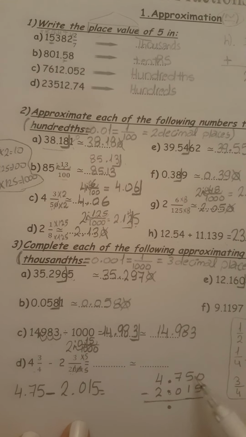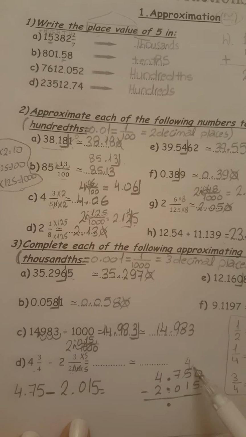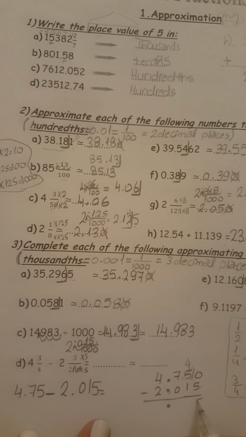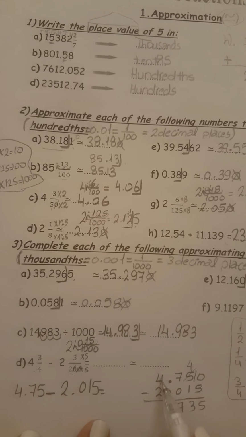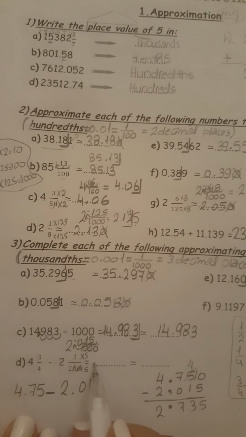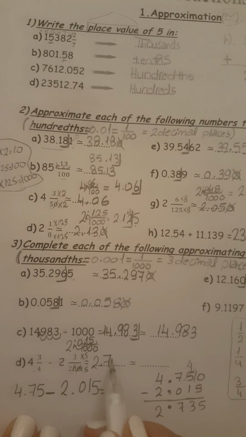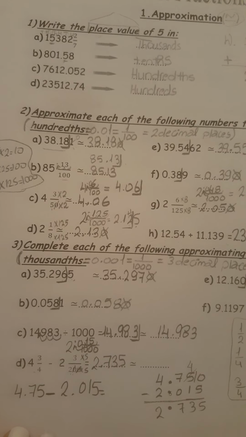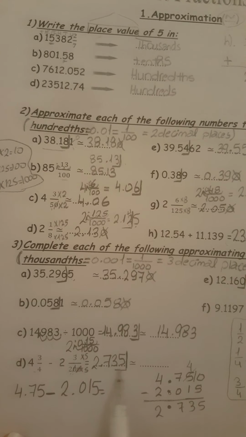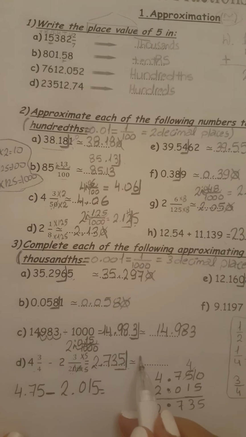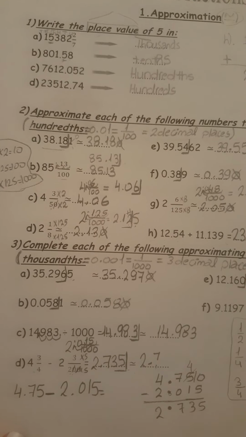0 minus 5, I can't do it, go and borrow. This will be 10, 10 minus 5, 5, 4 minus 1, 3, 7 minus 0, 7, 4 minus 2, 2. So the answer is 2.735, okay? Approximated to the nearest what? Thousandths. Here is the thousandths place, nothing after it, so I will keep it as it is.